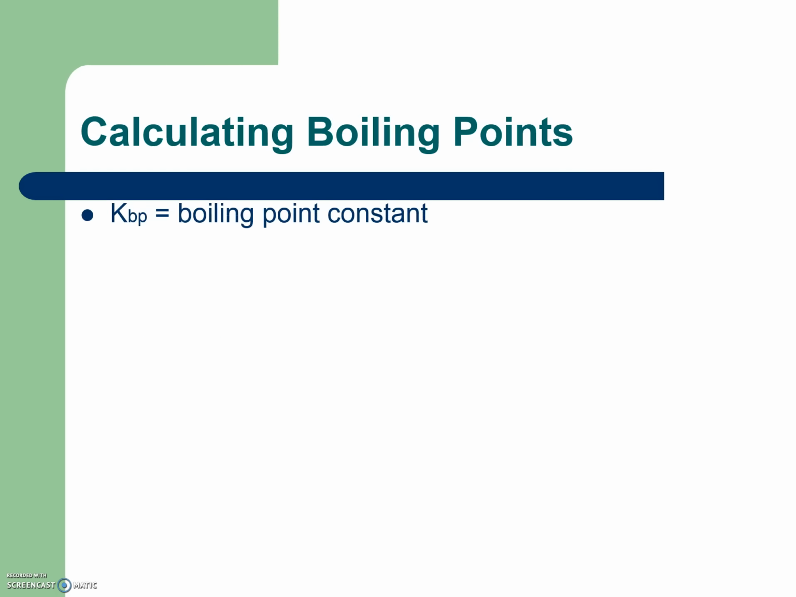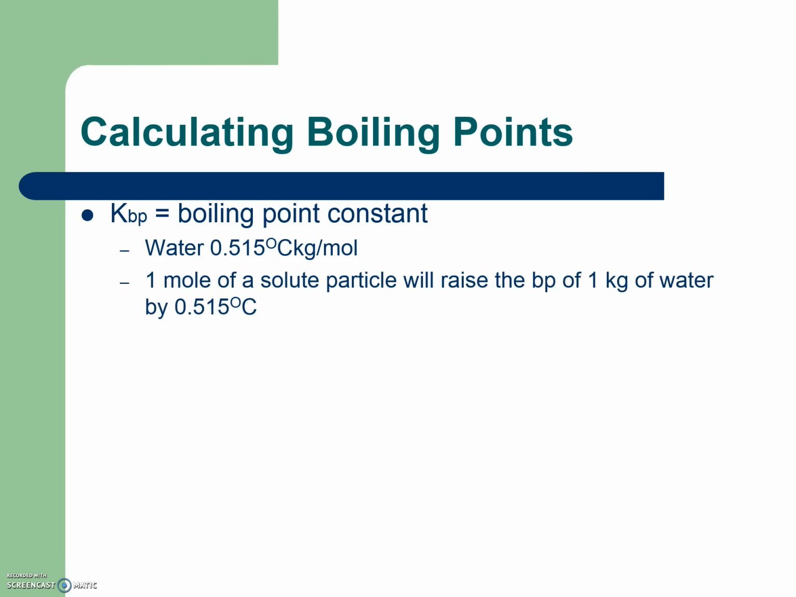So there are constants. We call it K, and we put a little BP next to it so that we know one's for the boiling point, and the one for water is 0.515 degrees Celsius kilograms per mole. That will be given to you. That's not something that you have to memorize. So it's telling us that 1 mole of a solute particle will raise the boiling point of 1 kilogram of water by 0.515 degrees Celsius. So we're looking at half a degree, not a whole lot.